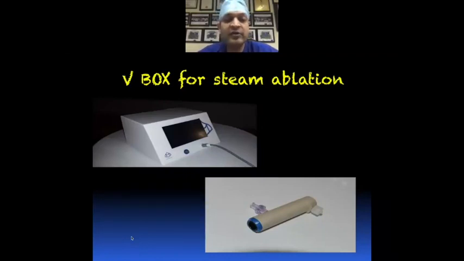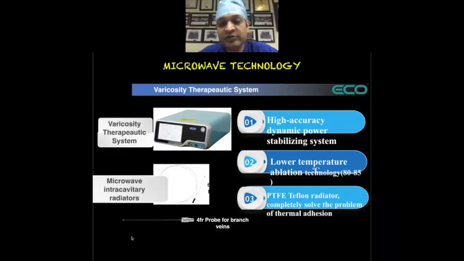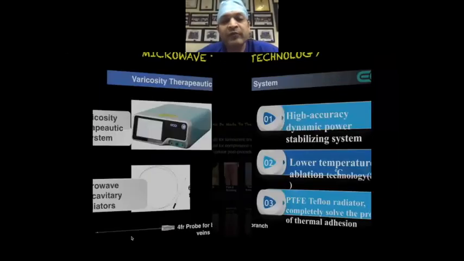Steam ablation is another method of burning the vein. I will not go into detail. It's a B-box which is used for steam ablation. There is another microwave technology as well. We have done around 25 cases with this technology, and this is a newer technology which is coming up. What's the advantage over laser? I really don't know, because the standardization with microwave is still happening around the world, and the protocols are being made. I think we are evaluating this technology as compared to laser and RF, and we'll come to know. So radiofrequency ablation is another very good method which can be used to close the veins.